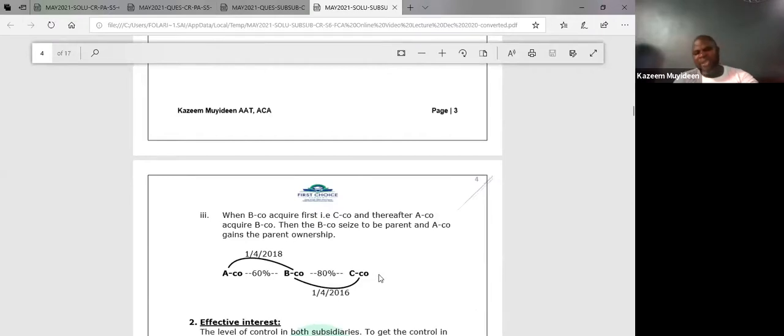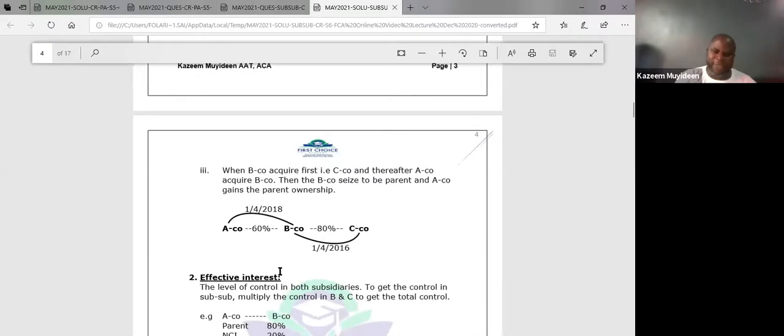BICO acquired SICO in earlier years, when ECO now acquired BICO, the same date. Two will give us the same date. One will give different dates. Then how do we determine the effective interest?